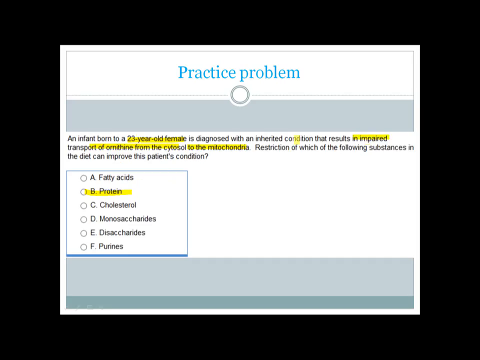If there is an impaired transport of ornithine from cytosol to mitochondria, it would lead to a decrease or absence in the function of the urea cycle. So if the urea cycle cannot run properly, then it will lead to excess accumulation of ammonia in the blood, and this occurs due to metabolism of protein and amino acids. So you have to restrict protein and thereby restrict amino acids to prevent excessive formation of ammonia and development of hyperammonemia.